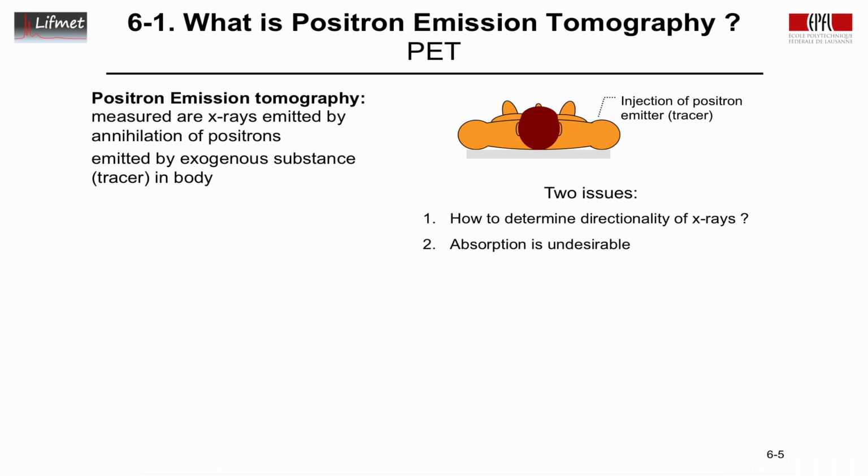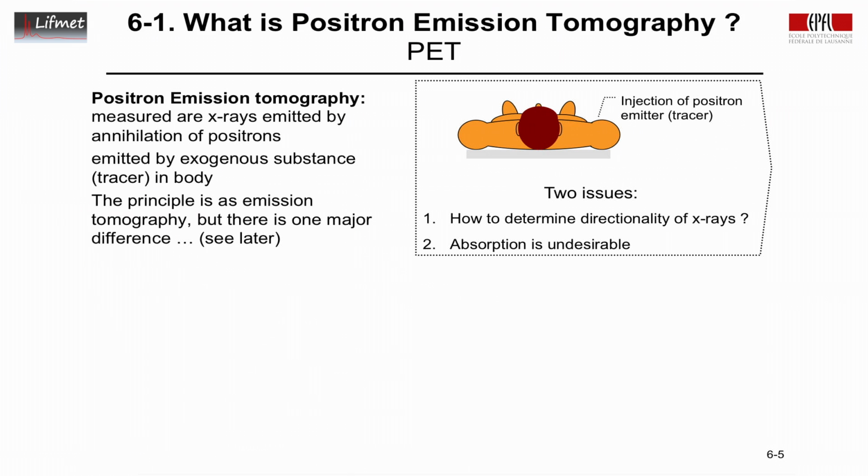And as in SPECT, we have absorption that is undesirable. Remember, with CT scanning, absorption was the contrast generating parameter. We irradiate the subject with X-rays and we want to see the different absorption. That's the basis of CT scanning. With SPECT and also with PET, the absorption is in principle undesirable, and it would be nice that it would not happen. So we have to consider this as a nuisance effect. So this is the situation with PET, very similar to SPECT or emission computed tomography.